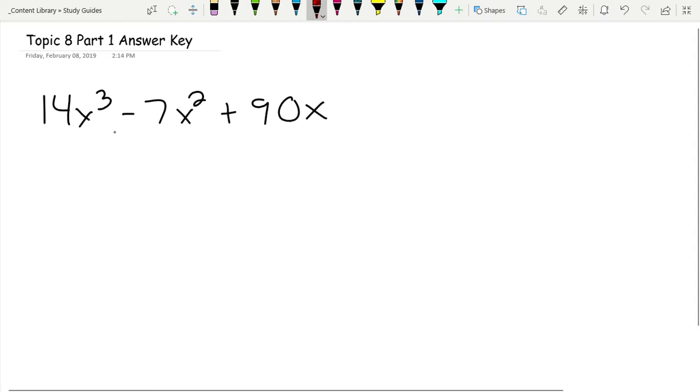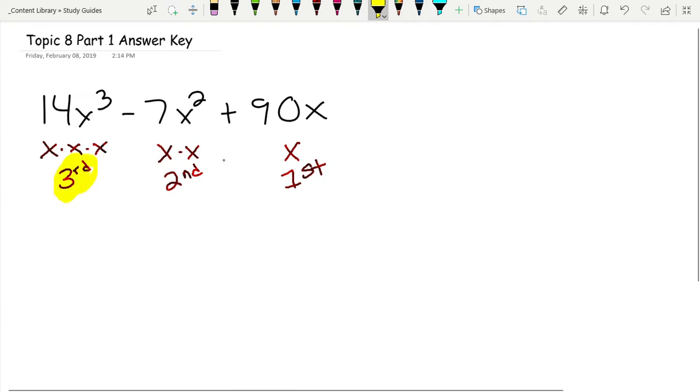Remember, the degree is how many variables each term has. So x to the third is x times x times x, so that's a third degree. 7x squared is x times x, so that's a second degree, and then x is just a first. So you would think that maybe we should add all of them together, but we don't. Actually, what determines the degree is the highest number we see. So third is the highest number we see, so this is called a third degree.